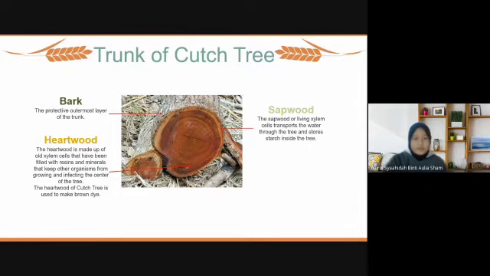Last but not least, the inside layer, which is the darkest colored layer in the trunk of the Kutch tree, is the heartwood. The heartwood is made up of old xylem cells. It has been filled with resins and minerals that keep other organisms from growing and infecting the tree. And the heartwood of the Kutch tree is what we use to make the natural brown dye.